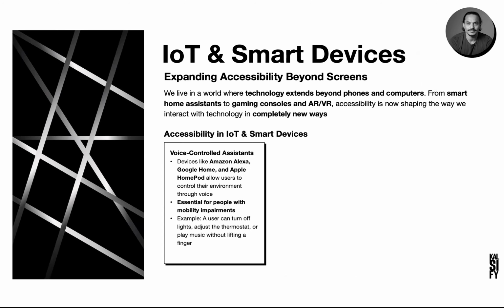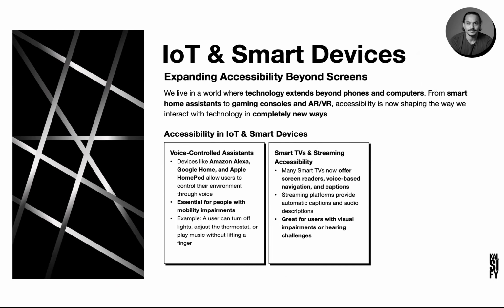Accessibility in IoT and smart devices. Voice controlled assistants, devices like Amazon Alexa, Google Home, and Apple HomePod help users with mobility impairments control their environment hands free. A person with limited hand mobility can turn on lights, adjust the thermostat, or play music just by using their voice. Smart TVs and streaming accessibility. Many smart TVs now include built in screen readers, voice navigation, and captions. A streaming service automatically generates captions and provides audio descriptions for visually impaired users.